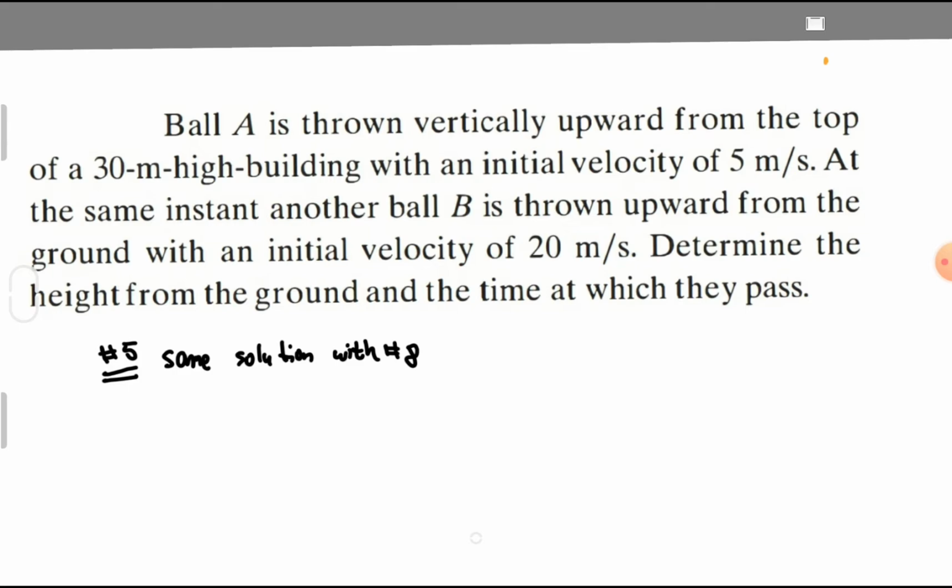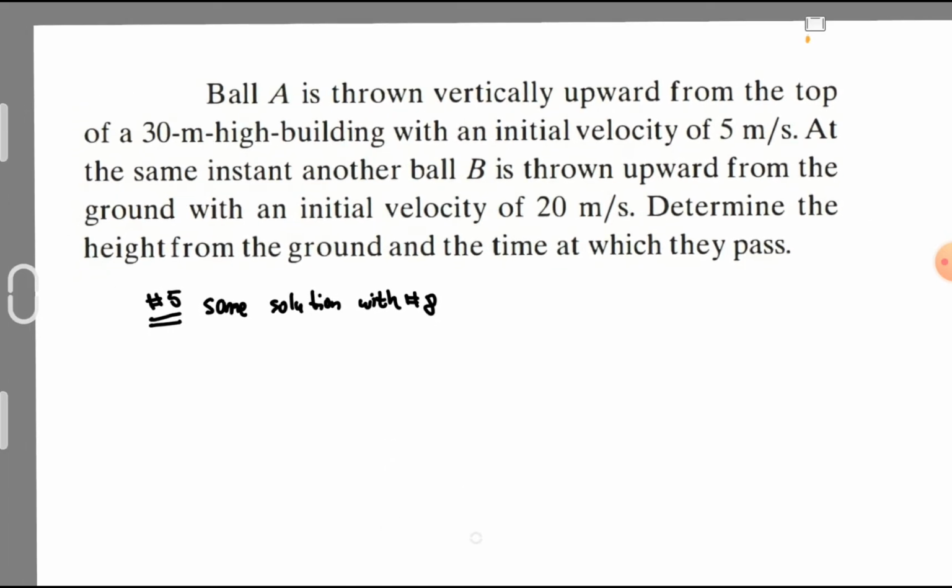A ball is thrown vertically upward from the top of a 30-meter high building with an initial velocity of 5 meters per second. At the same instant, another ball is thrown upward from the ground with an initial velocity of 20 meters per second. So determine the height from the ground and the time at which they pass each other.